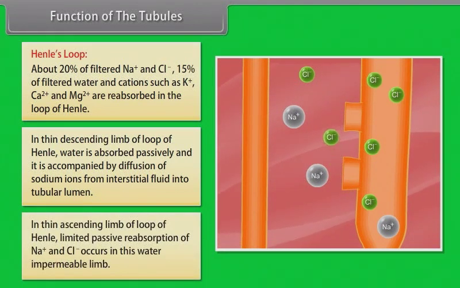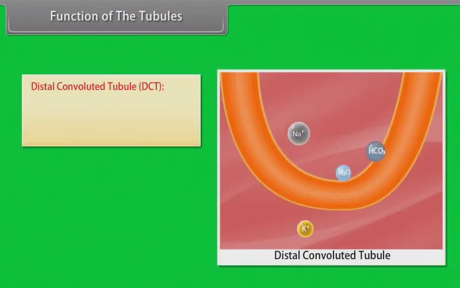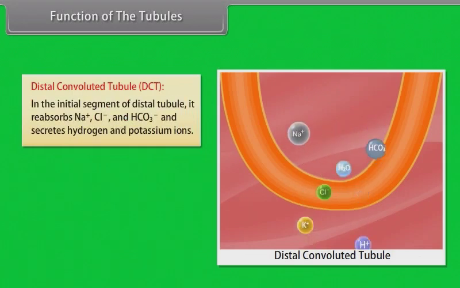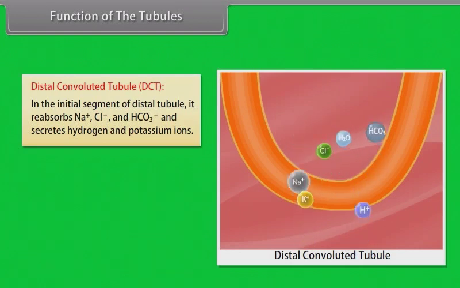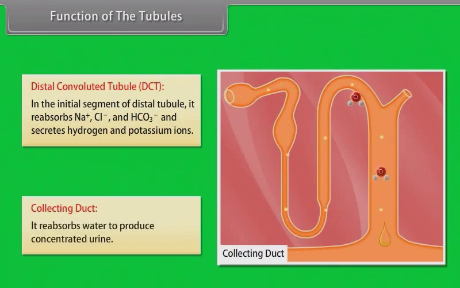In the thin ascending limb of the loop of Henle, limited passive reabsorption of Na+ and Cl- occurs in this water impermeable limb. Because of impermeability to water, the fluid leaving this limb is hypotonic relative to plasma. Distal convoluted tubule, DCT. The initial segment of the distal tubule reabsorbs Na+, Cl- and HCO3- and secretes hydrogen and potassium ions. Collecting duct. It reabsorbs water to produce concentrated urine.